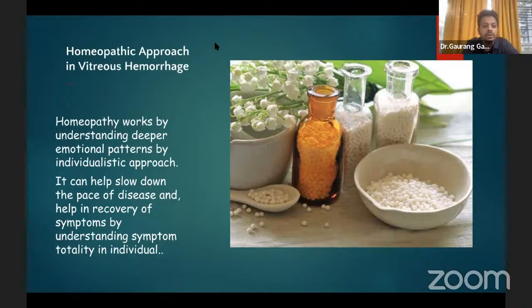But I want to share with you some important homeopathic remedies that you have to keep in mind for this kind of situation. So I'm going to show it from the software. Can you please allow me screen sharing?